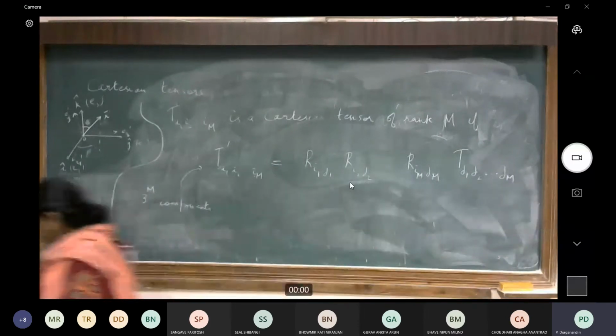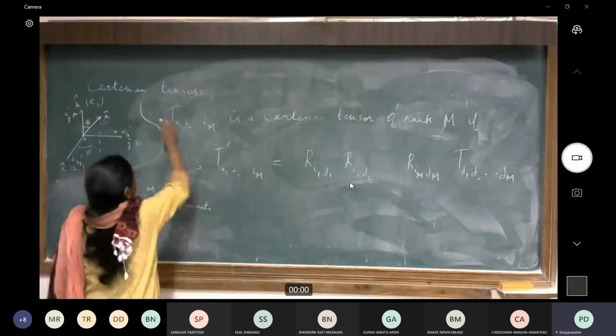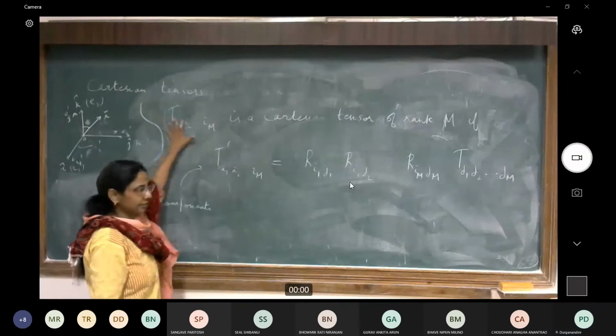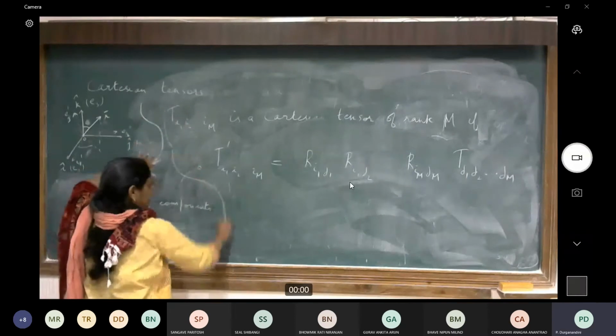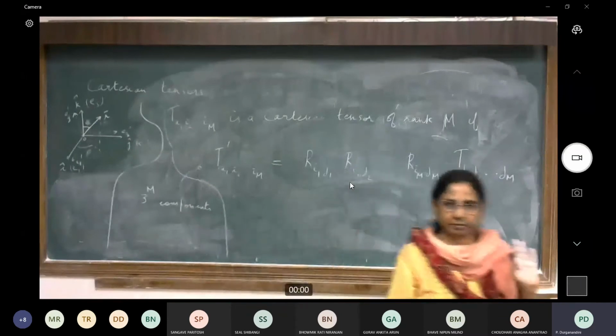Right? So this is our most general definition for a Cartesian tensor. If it is rank 0, then it means that there is no index here at all. That's what happened for the scalar. There was no free index at all, and it's just one number.